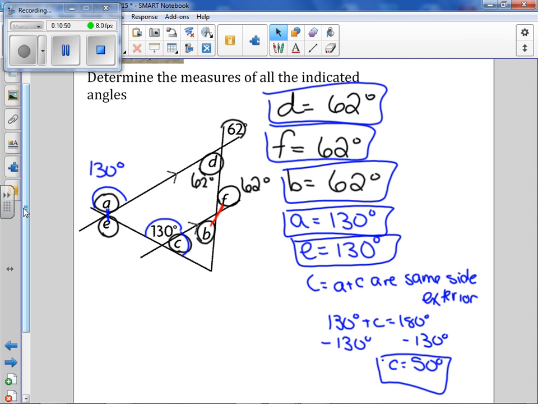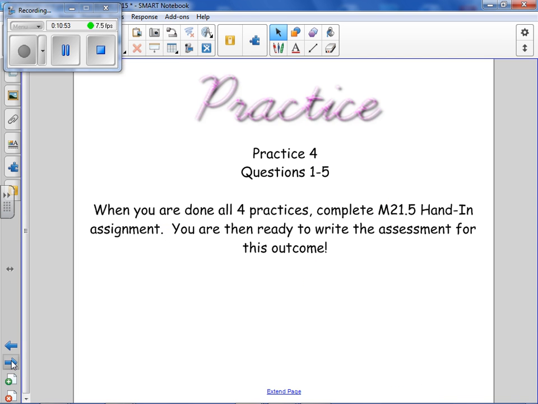So that's the end of lesson 4. You should be working on practice 4, questions 1 to 5. When you're done the 4 practices, there is a hand-in assignment, and then there is also an assessment to work on.